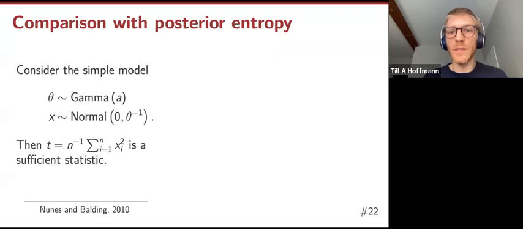So let's consider a simple example. We want to infer the precision, which is the inverse variance of a Gaussian with a known mean. I'll just pick that to be 0. So this is an exponential family model. We have a sufficient statistic, so we can do this in closed form. But if there is tension between the prior and the likelihood, the entropy can actually increase in response to seeing the data because the posterior is a compromise.